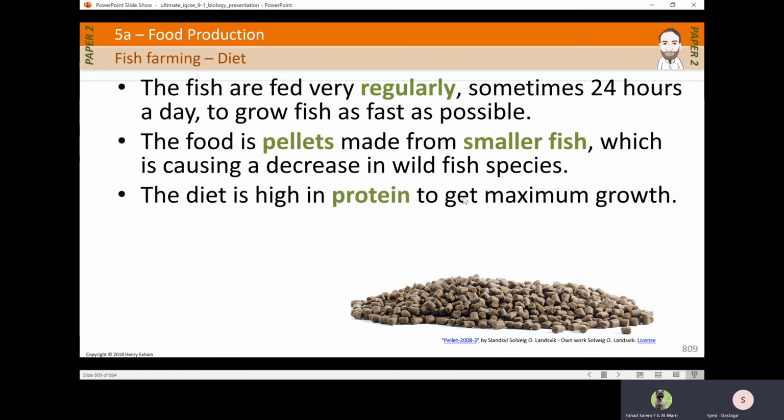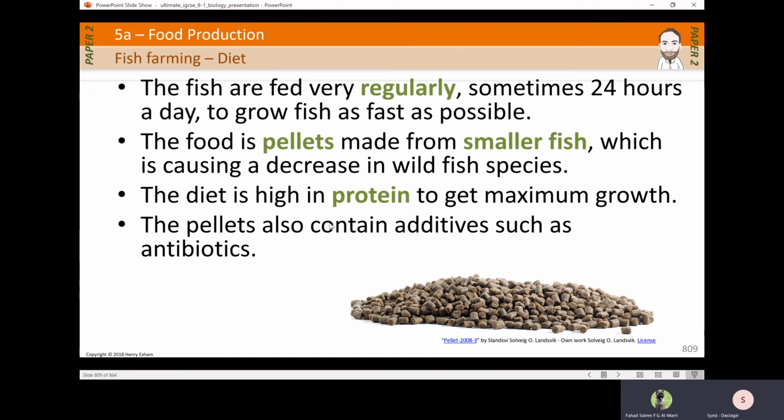The diet is high in protein. Why? For maximum growth. We know what protein is used for, right? Fahad? Yes, growth. What else is it used for? Growth and repair of muscles. Excellent, well done. Mister, what are pellets? You see these small grains here? Yes. They're small little things, they're called pellets. Food pellets. Okay. Yeah, they're made of smaller fish. Pellets also contain additives, things like antibiotics or medicine, for the fish to prevent disease.